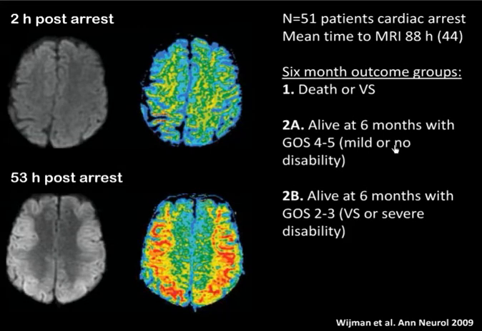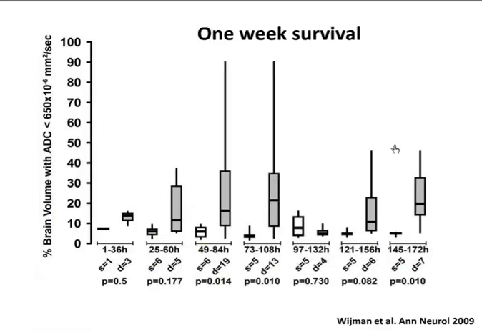This is a very elegant study from Christine Wijman, where she looked at the evolution of MRI after cardiac arrest, and she analyzed outcomes by stratifying her patients into 3 different groups at 6 months. Those who were either dead or vegetative, those who were alive and had minimal or no disability, and those who were alive at 6 months but had significant disability or were vegetative.